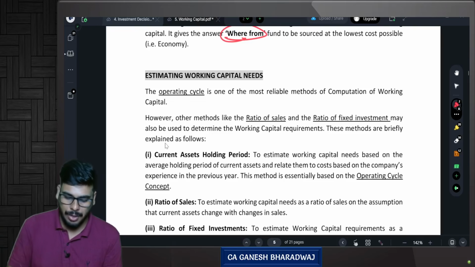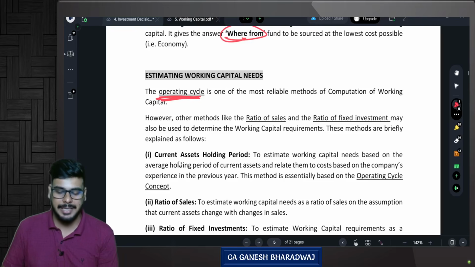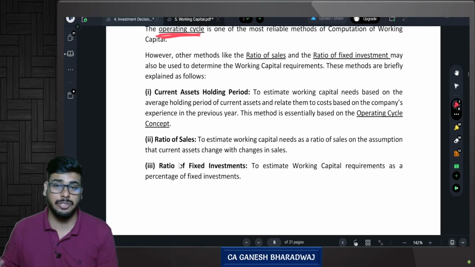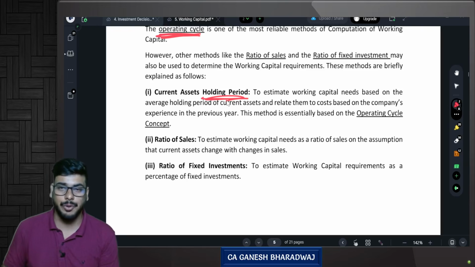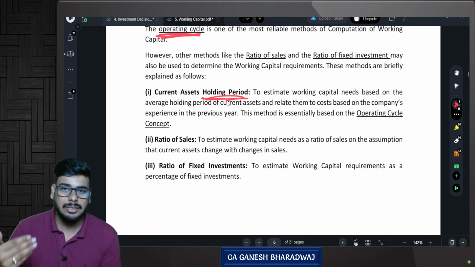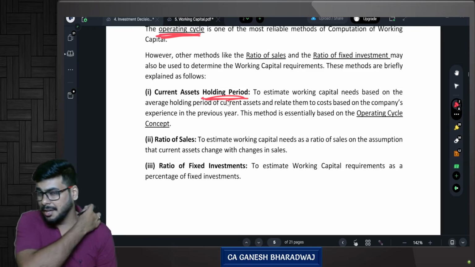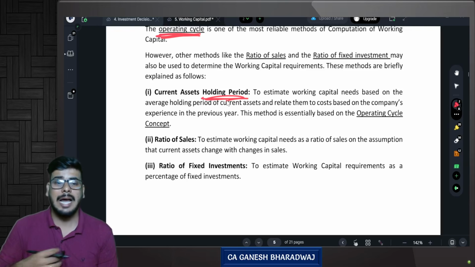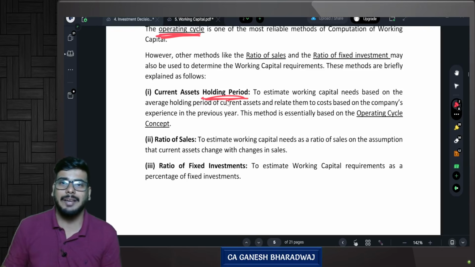And estimation of working capital needs, I told you, is also called the working capital operating cycle, also known as the working capital cycle. It's also known as the cash cycle. Generally it is done by way of the holding period of assets. I told you, right? So I need 3 months for my raw material stock. Then my raw material stock remains in my godown for 3 months, and then it takes one month or 1.5 months for me to convert it into an FG and all of that.